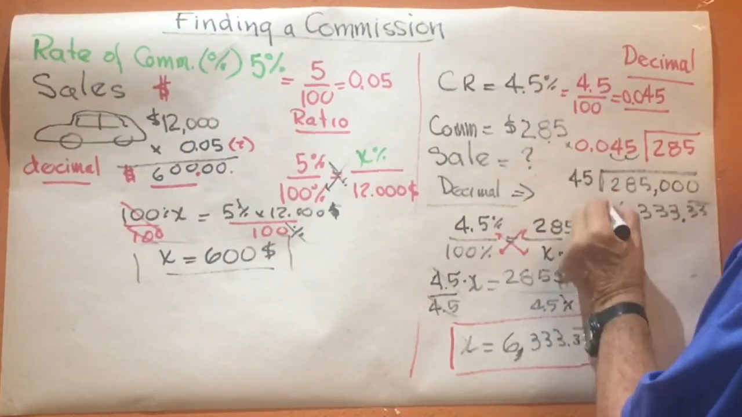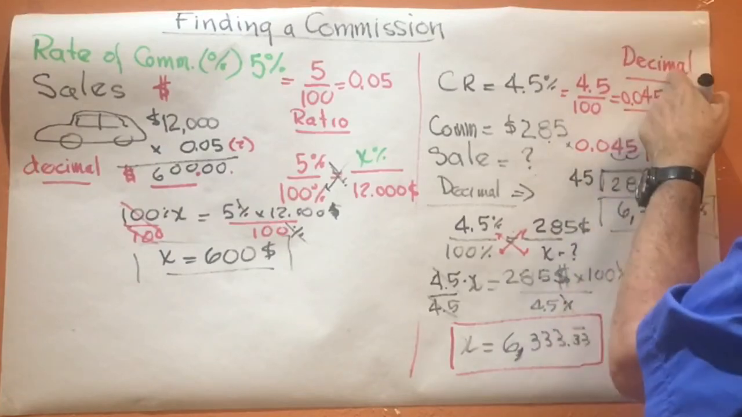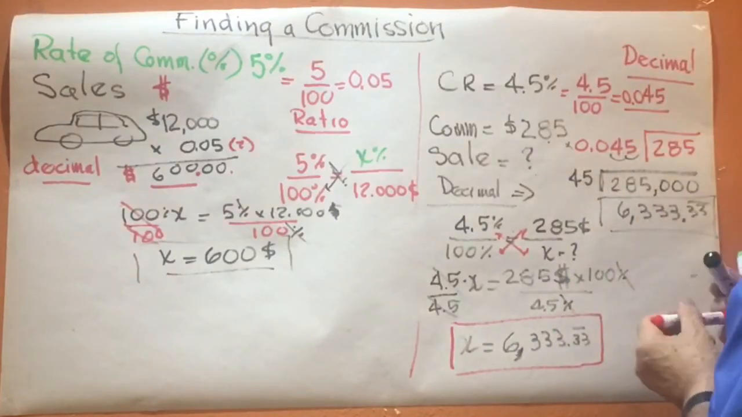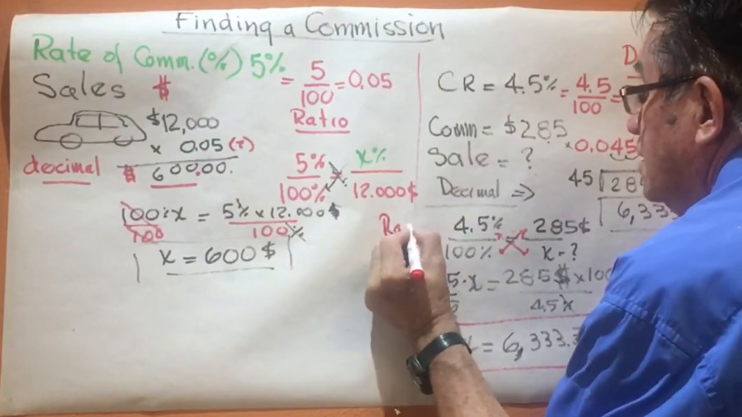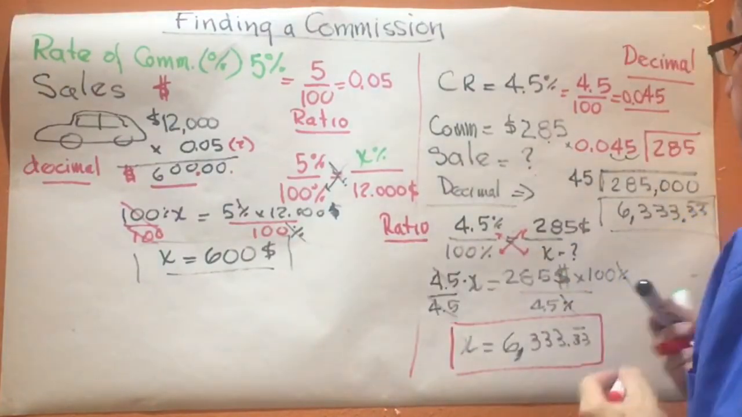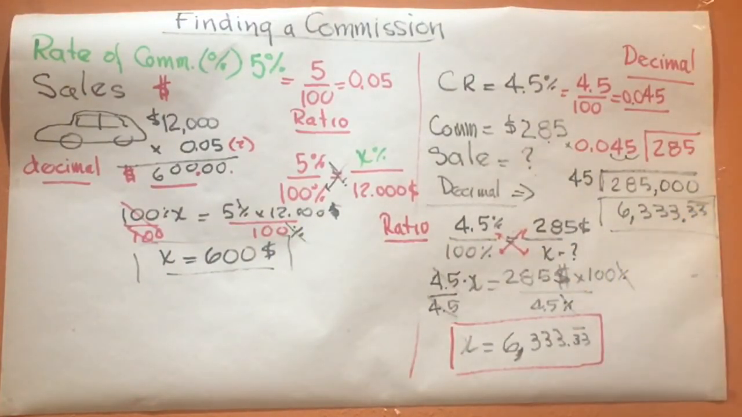Well, you can do these operations. You will find that the decimal and the ratio methods work basically the same. Okay? Well, I hope you understood.